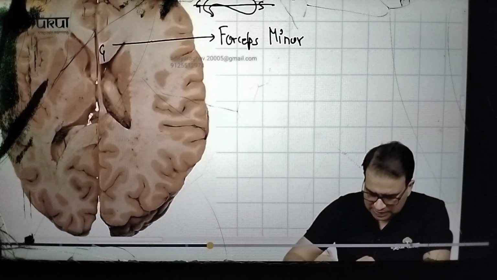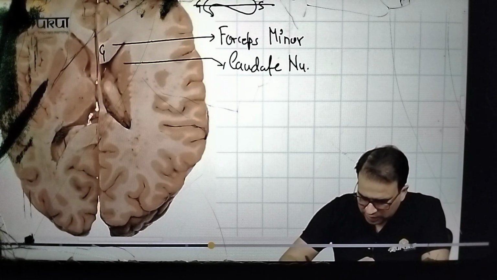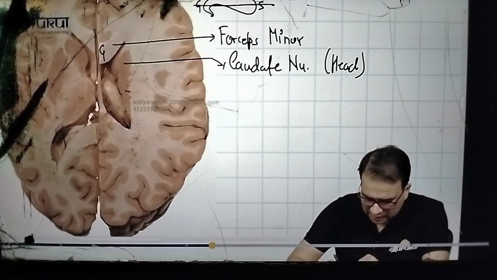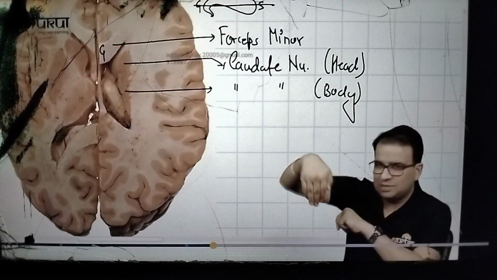What else can you see in this section, guys? This is the head of the caudate nucleus. That's the caudate nucleus, and this is actually the head that you see here. And just behind that, another piece of gray matter that you see is actually again the caudate nucleus, but this is the body. Please understand, it's the caudate nucleus. We all know that it's a comma shape, the caudate nucleus.